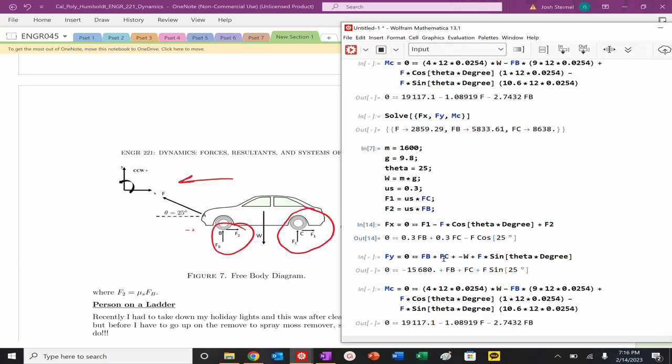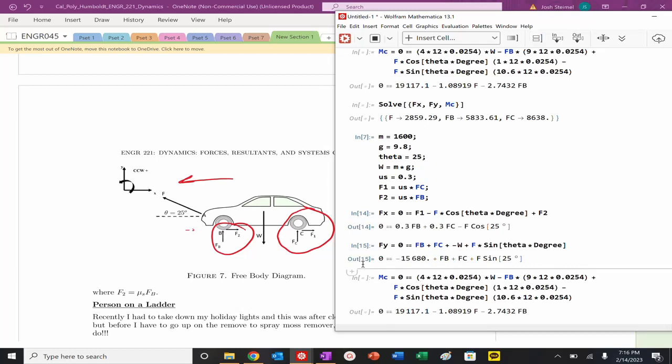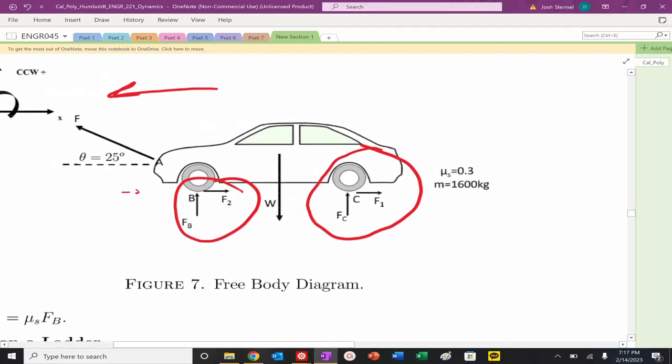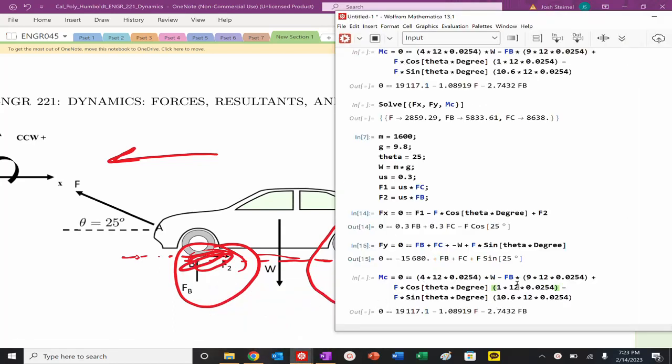In the y, nothing changes. And I will do it correctly this time, as you can see. What about my moments? The moment, nothing changes here. At least with all those other terms, those are the same. Because if I want to do my moment about C, this is F sub 2. If I have a moment, and this is my line of action right here, what is the perpendicular distance? The perpendicular distance is 0. So we're not going to have any contribution from this F2. So my expression remains exactly the same if I'm looking at the moment about that C point.